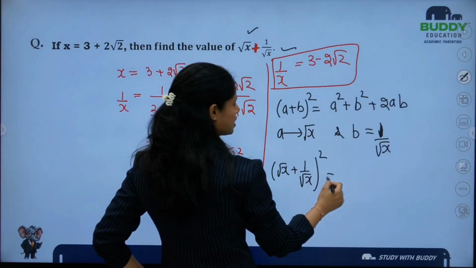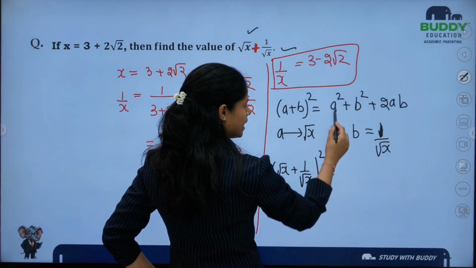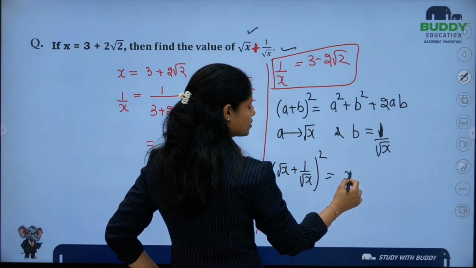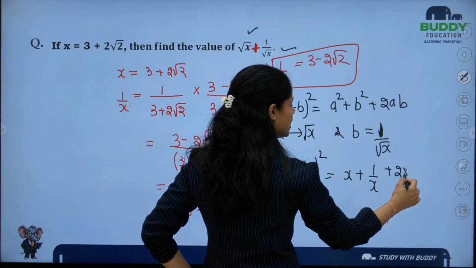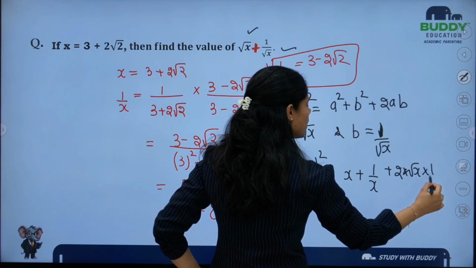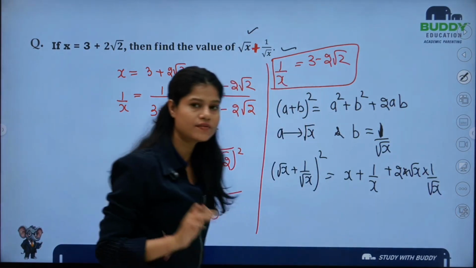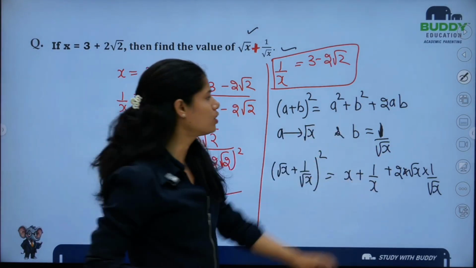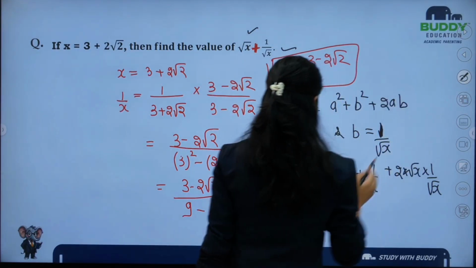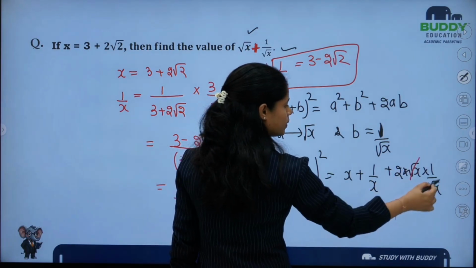And this thing will be how much? This thing will be a square, meaning root x square, which will be x, and this will be 1 by x, and then this thing will be under root x into 1 upon under root x, right? We have just replaced it by root x and 1 upon root x. Now after this there is a simple calculation. This will be cut down.